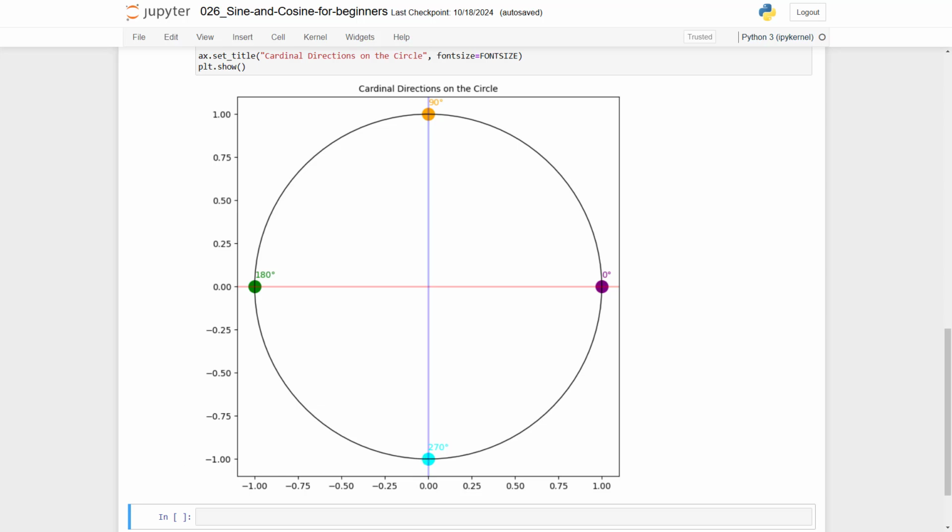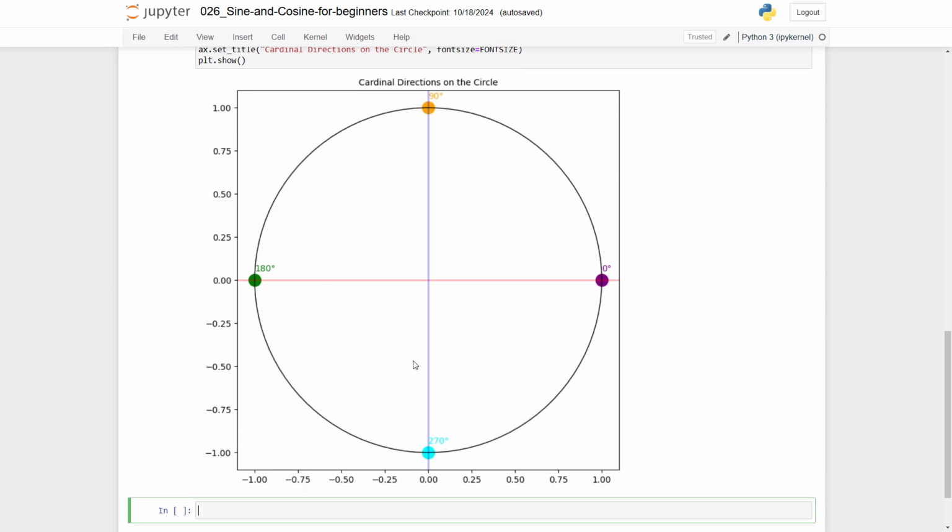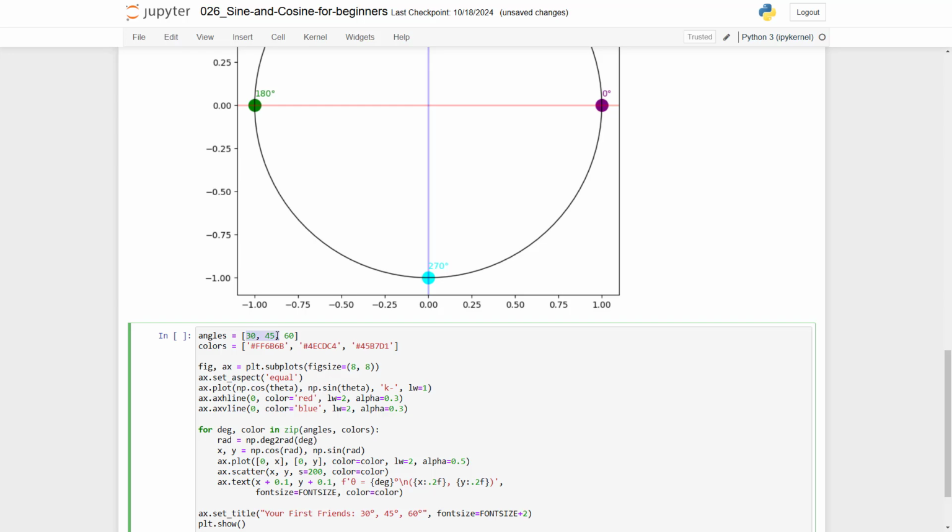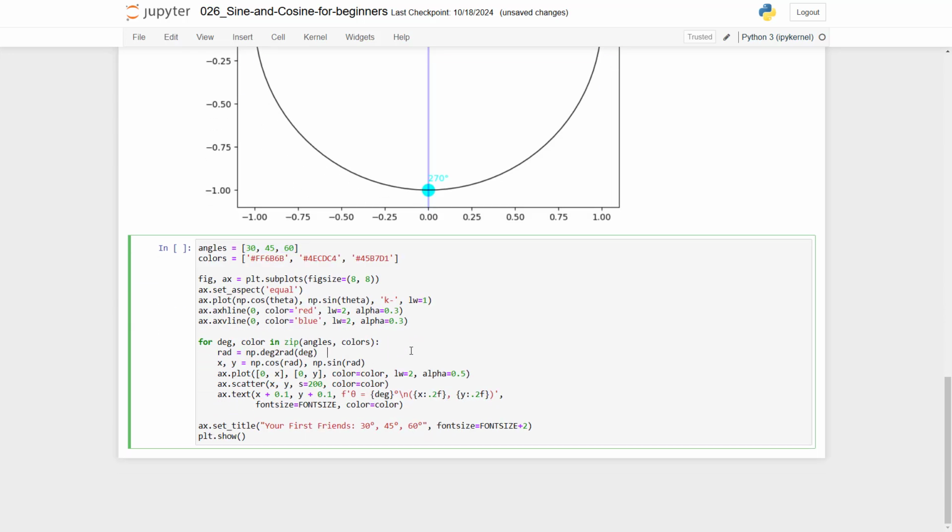Okay, let's make it a bit more interesting, and this time you won't waste time watching me code, but let's see what I have prepared. I have prepared 3 specific angles: 30, 45, and 60.